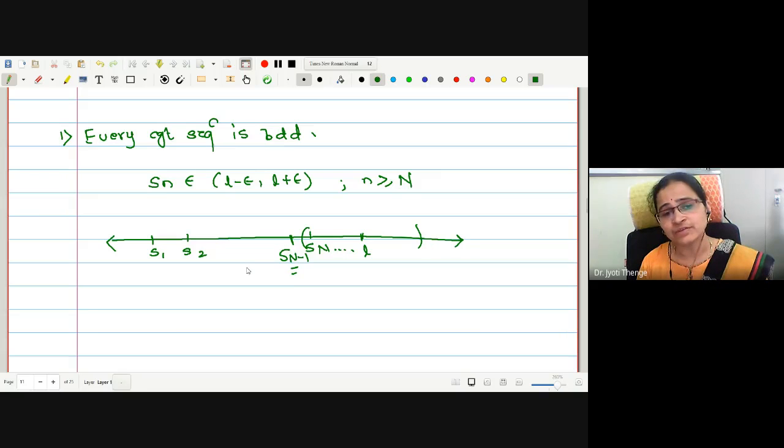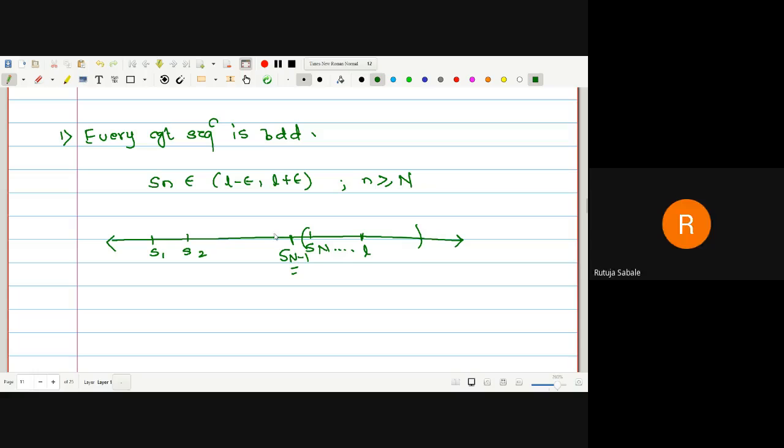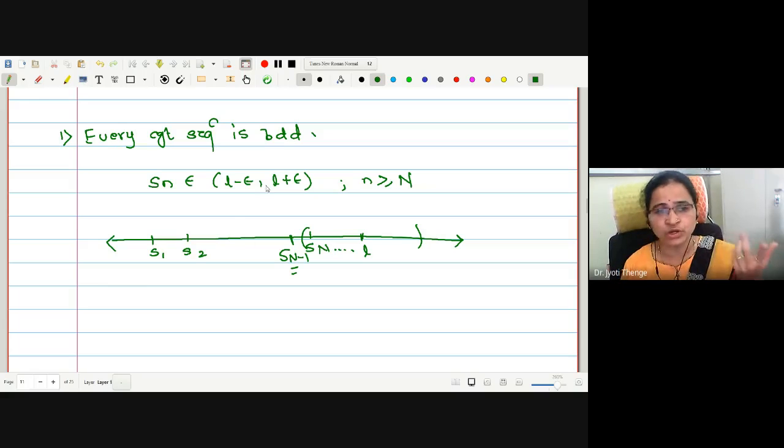And what is the fact? We know a finite set is always bounded. Therefore, S1 to Sn minus 1 is bounded. The remaining part is also bounded. Therefore, combinedly, we can say that a convergent sequence is always bounded. Now, by using the limit point of a set, one can define the limit point of a sequence.